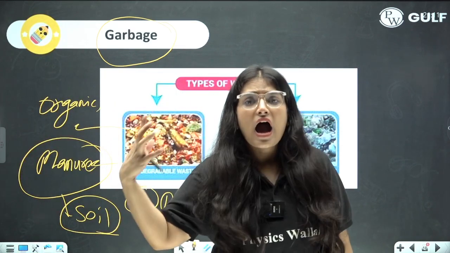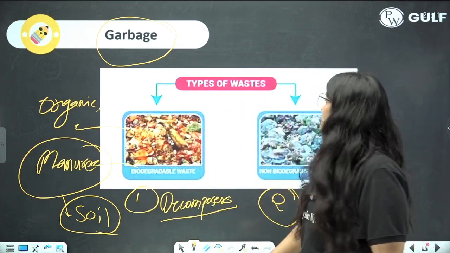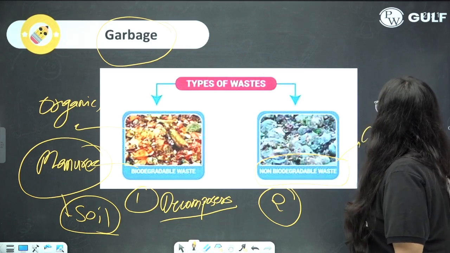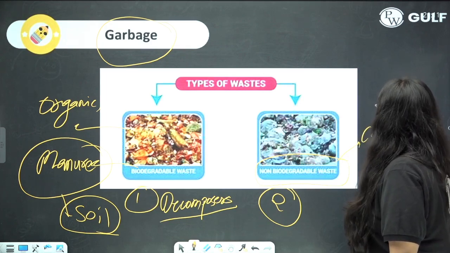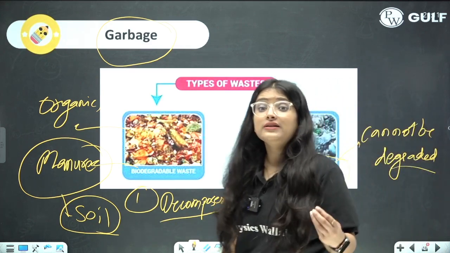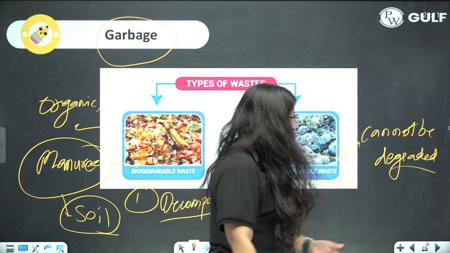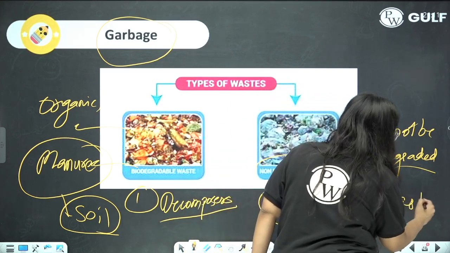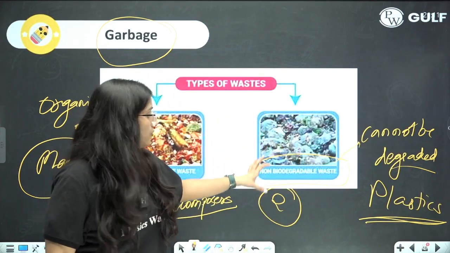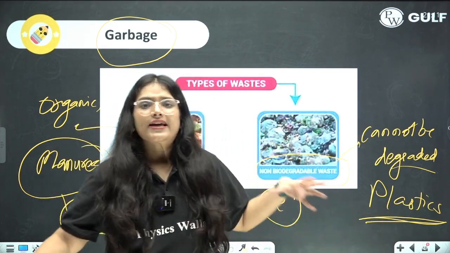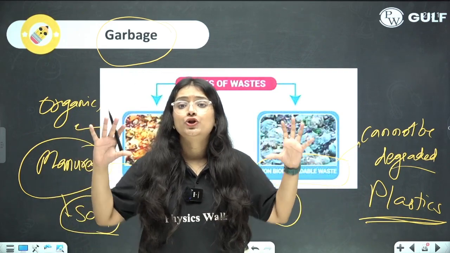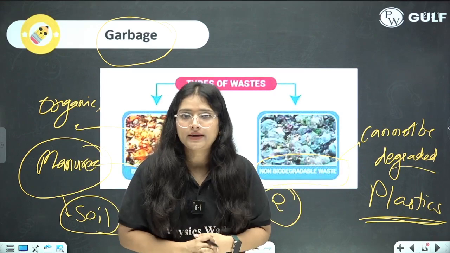But then there is a much more harmful type of waste, which is non-biodegradable waste, and this waste cannot be degraded by the decomposers. For example, let's see plastics. Plastics are a very well-known and popular example of non-biodegradable waste. Plastics cannot be degraded by the decomposers and hence pose a huge threat to our environment.